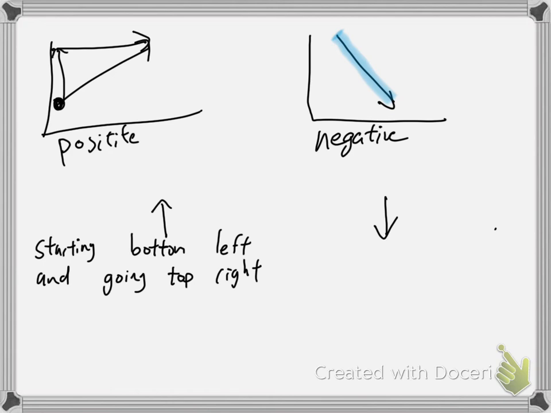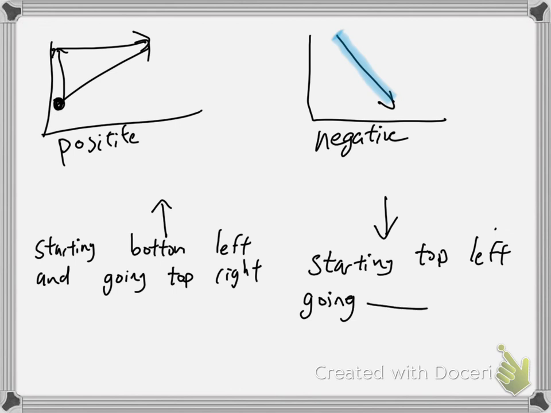All right, go ahead and fill out the thing for negative. Negative slope looks like we're starting from, no wait, no more bottom. We're starting from top left and we're going blank and blank. Go ahead and fill out those blanks, please.